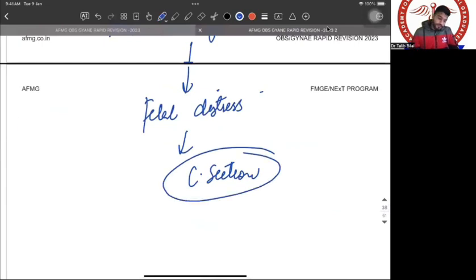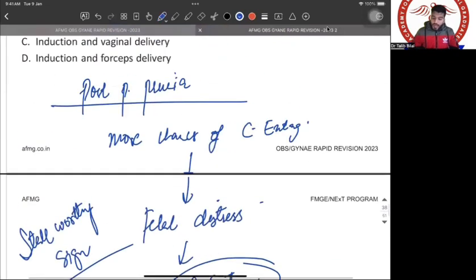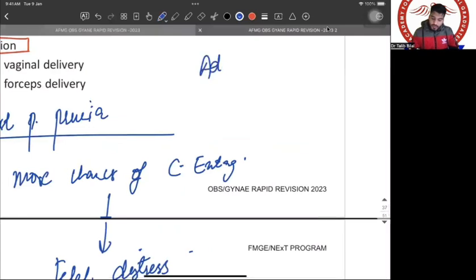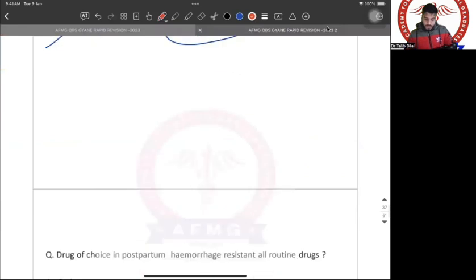The sign in placenta previa is called the Stallworthy sign. Remember this sign, Stallworthy sign. And you have to advise this patient, guys. We have to advise this patient continuous fetal surveillance. Continuous fetal surveillance. Next question, guys.